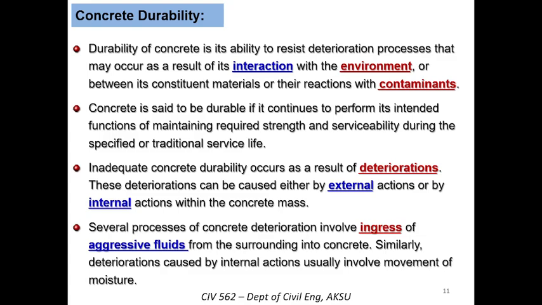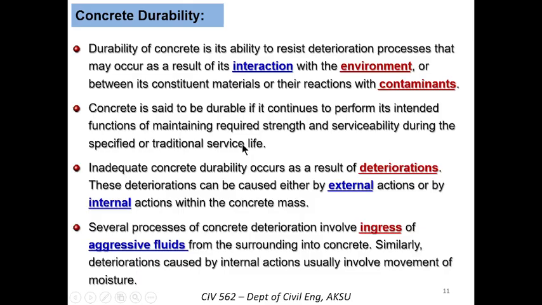So now let's look at concrete durability. What is concrete durability? Concrete durability is the ability of concrete to resist deterioration, the deterioration process that may occur as a result of interaction with the environment or between its constituent materials or their reaction with contaminants. So concrete is said to be durable if it continues to perform its intended function of maintaining required strength and serviceability during the specified or traditional service life.